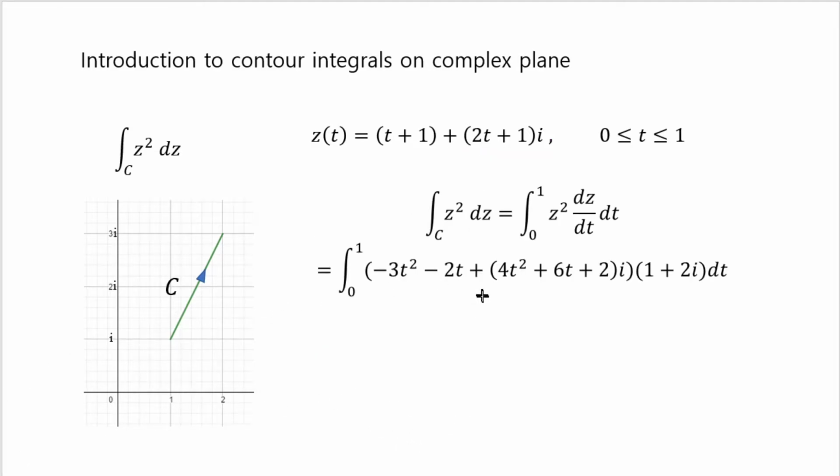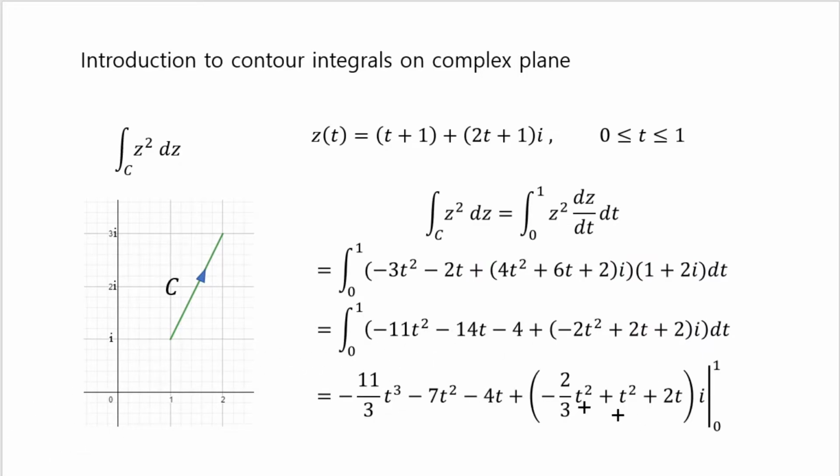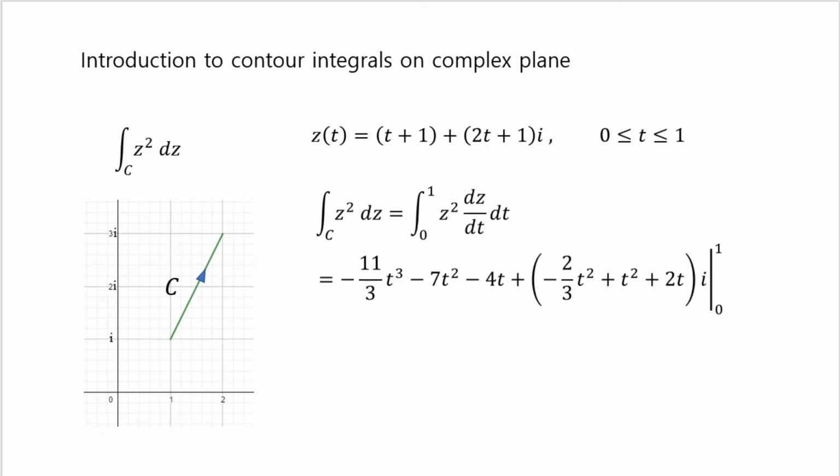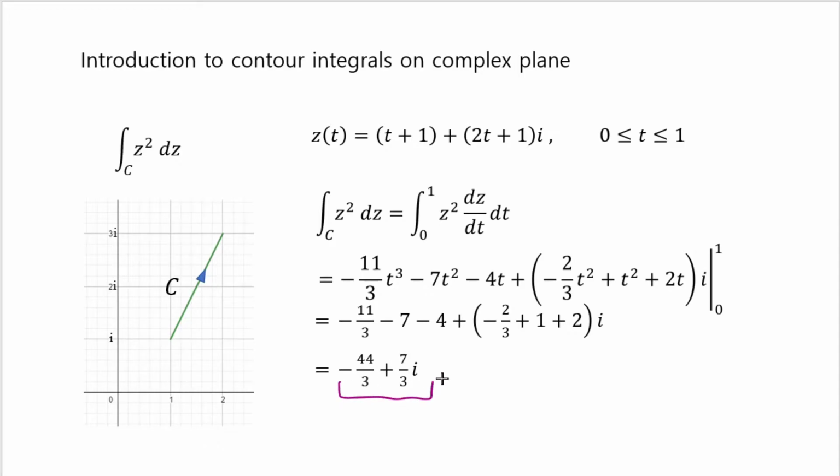Okay, and the result is that you end up with this integration in dt, which now you can multiply, just like how you multiply complex numbers. And the result is that you get this, you integrate that again, and you plug in 1 and 0. And when you plug in 1 and 0, you end up with negative 44 over 3 plus 7 over 3 i. Okay, the calculations are pretty straightforward, so I did this really quickly. If you want to check, you can always stop the video at these moments and check if I got it right, okay?